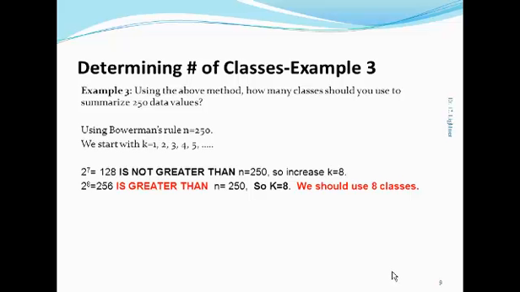Using Bowerman's rule, you should have started with a k value of 1 and incremented k all the way up to a k value of 8. That is the smallest integer such that 2 to the k power is greater than our n equals 250 data values. 2 to the 7th power was only 128, but 2 to the 8th power was equal to 256, a number that is greater than our n equals 250 data values. Therefore, we should use k equals 8 classes to summarize our 250 data values.